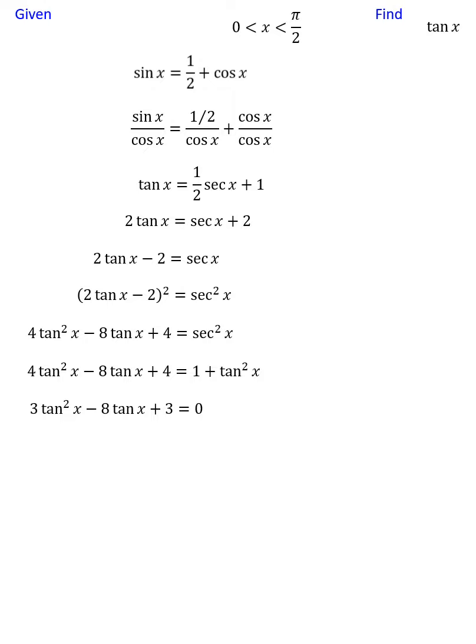Now, just to make it appear a little easier, you could make a substitution, any letter you want equals tangent x. I chose W for reciprocal, of course. And so by replacing tangent x with W, my equation now looks more like something you would see in 8th or 9th grade.